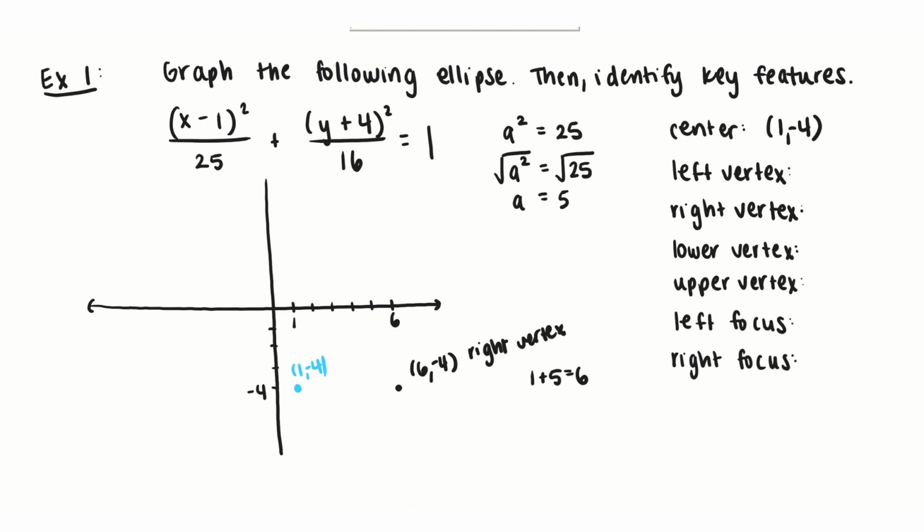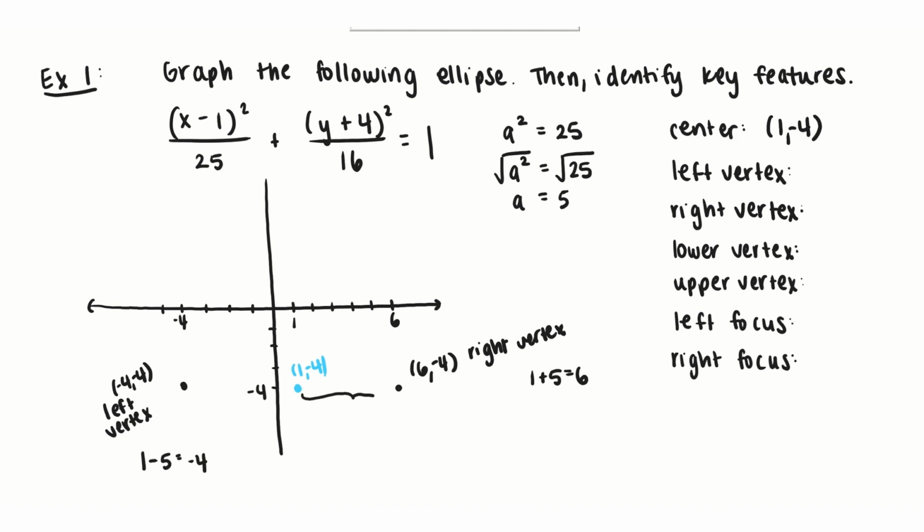Then I'm also going to move 5 units to the left. So I move over 1, 2, 3, 4, 5, and I will end up at the point (−4, −4), which is my left vertex. And once again, to get to the left vertex, I could have also just started with the center, which is 1, and subtracted 5, and that would have given me −4, the x value of my left vertex.